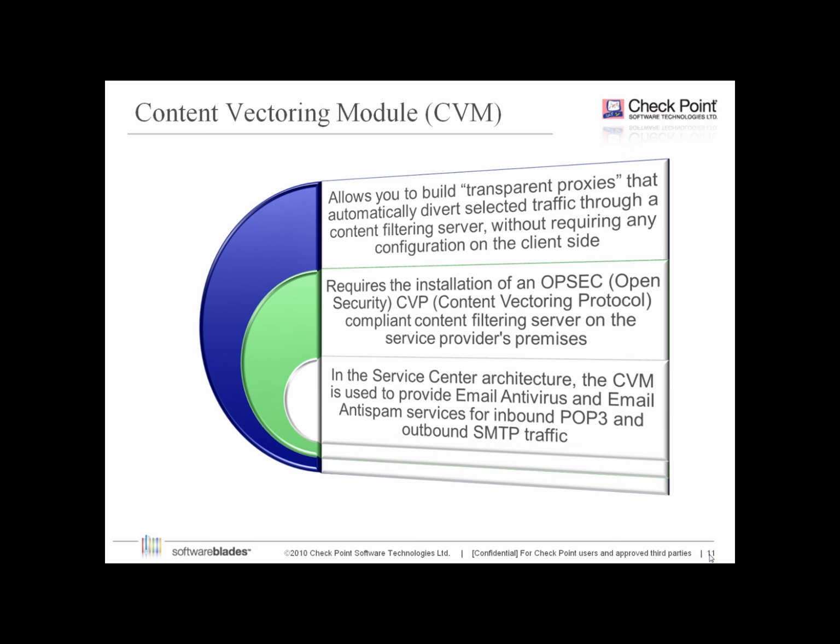The CVM or Content Vectoring Module. It allows you to build a transparent proxy that automatically diverts selected traffic through a content filtering server without requiring any configuration on the client side. To make this easier to understand, imagine you activate this service for receiving emails. So you want every email that will be delivered to your host machine to be scanned before it even reaches your computer, and even before it reaches your network. So even before it reaches the gateway.